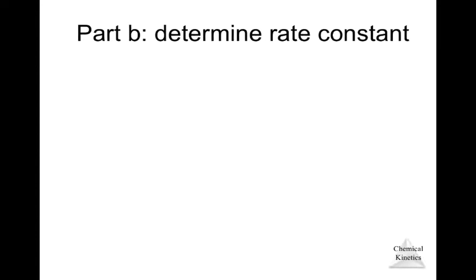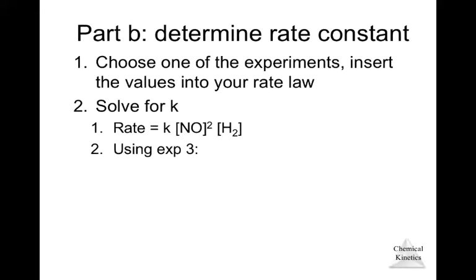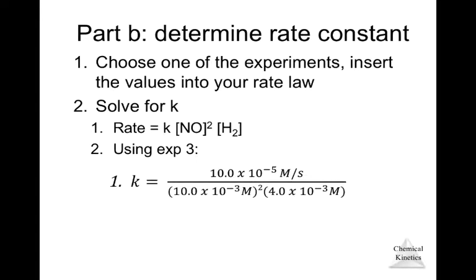So how do we figure out the rate constant? Now all we need to do is pick one of those experiments and basically plug those values into our rate law and solve for K. So here's our rate law, and I'm going to use the data from experiment 3. So we get the rate setting equal to K. Here's our rate in experiment 3, 10 times 10 to the minus 5th, big M per second. And these are the concentrations of our two reactants. This is the NO, and we're squaring it. And here's our H2.